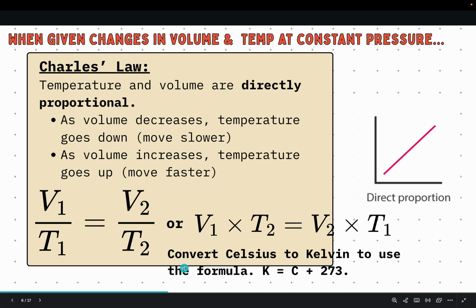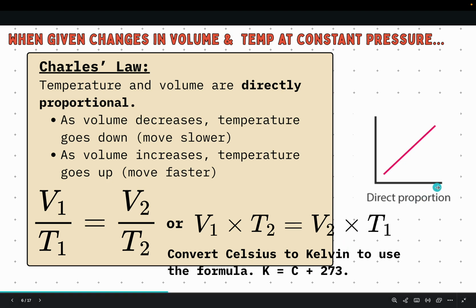Now, here's the thing with temperature. In every single formula, every single time, they only use a unit of temperature called Kelvin. You cannot use Celsius, you cannot use Fahrenheit. So to convert Celsius to Kelvin, you simply add 273 to the value given in Celsius.